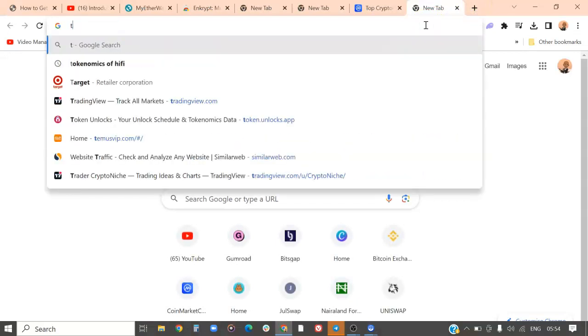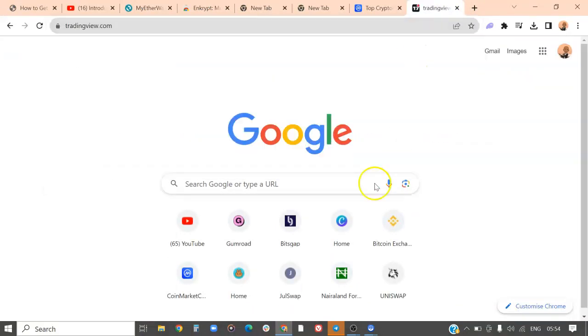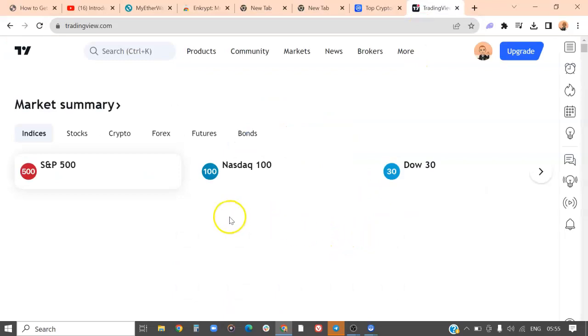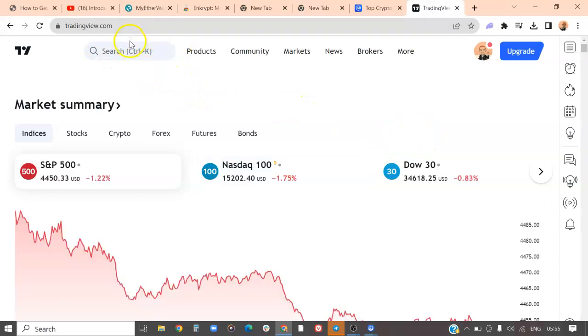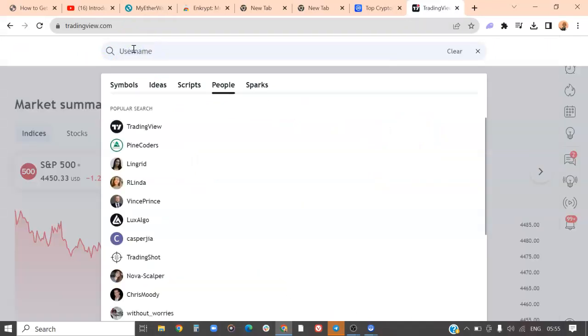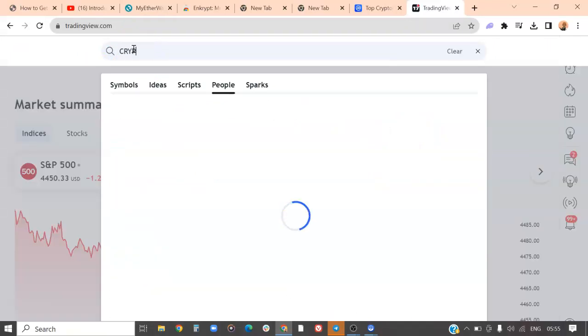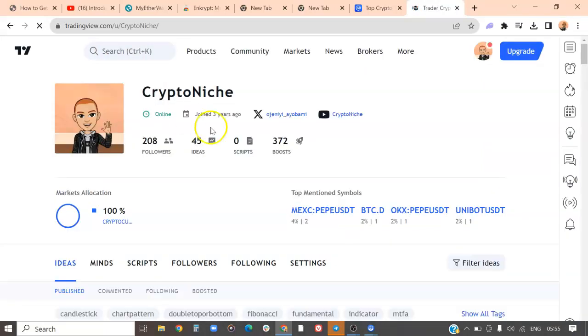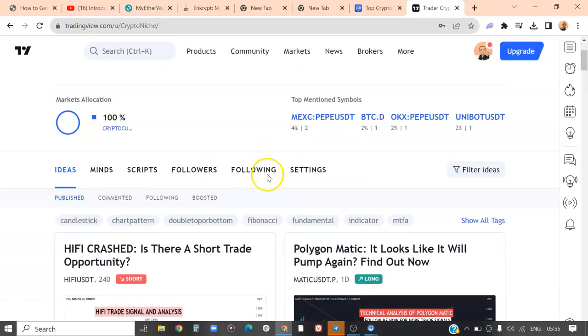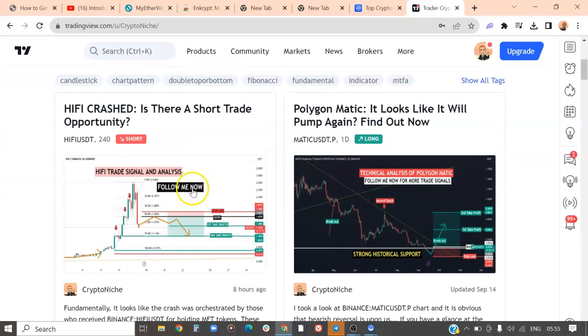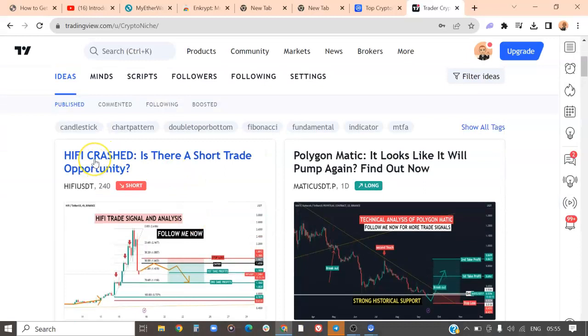TradingView. So some of you, when you saw IFU was pumping, were excited, isn't it? Like, man, this guy is pumping. So you go to crypto, then you go right there to search for crypto niche. You go to people, then click on people to find crypto niche on TradingView. So you see an account with over 200 followers right there. If you open this chart, I feel it crashed.